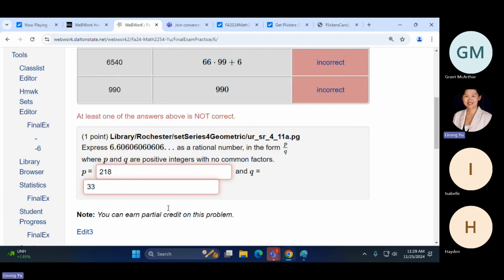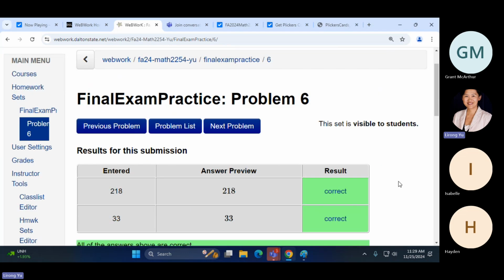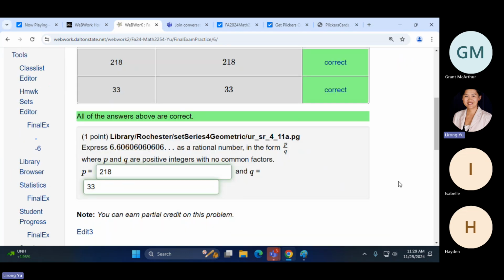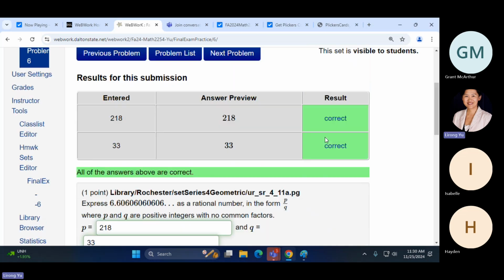I did not read the question carefully. It says no common factors. That was something that I overlooked. Any other questions? Any other homework question from the practice question sets? Try the rest of the questions.